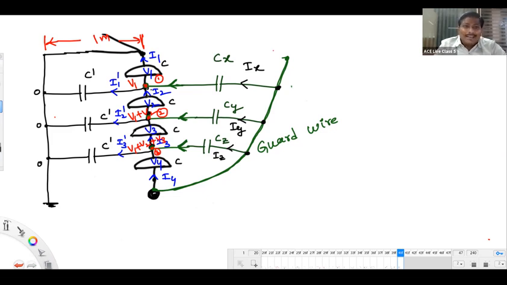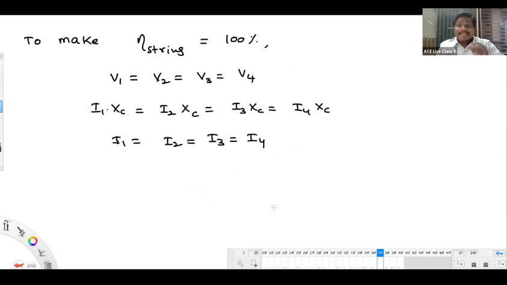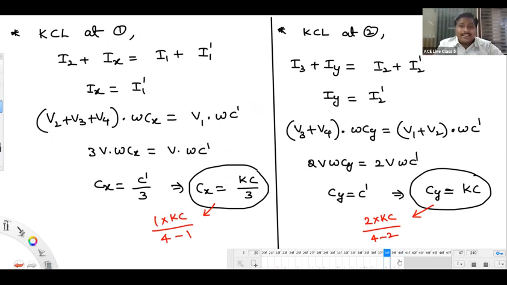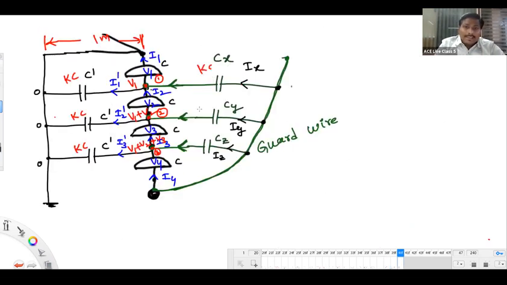Kc. The capacitance of this is Kc. This is Kc, this is also Kc. Yes or no? Response please. Kc. Okay, next. What is the Cx value? Cx value is Kc by 3. What is Cy? Kc. What is Cz? 3 Kc. Getting it? Kc by 3, Kc, 3 Kc.